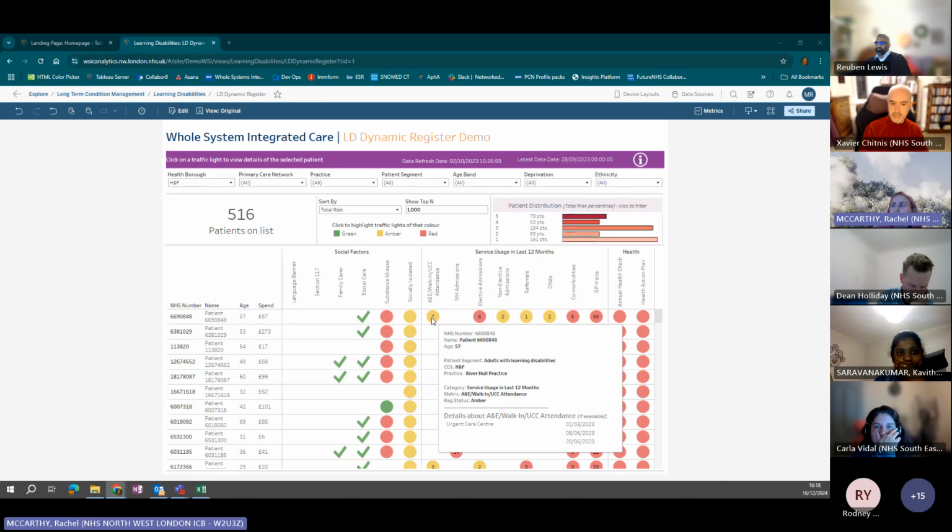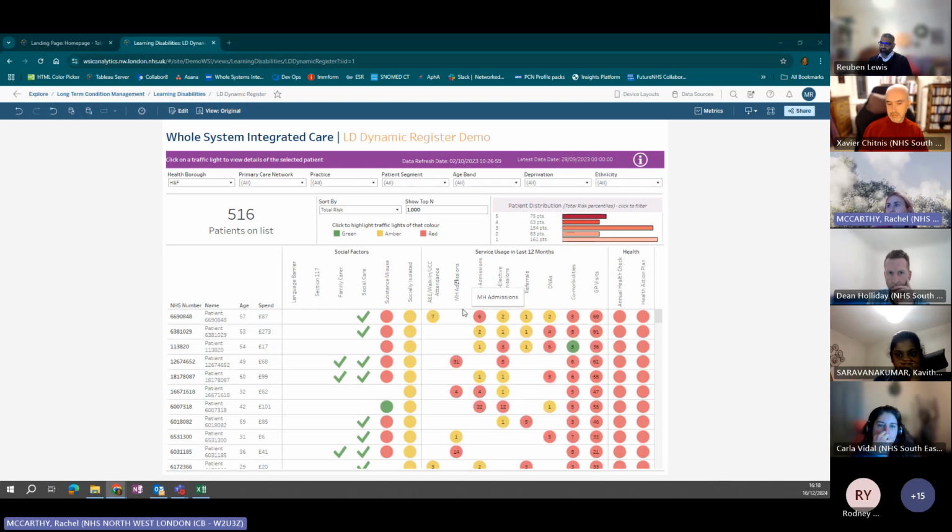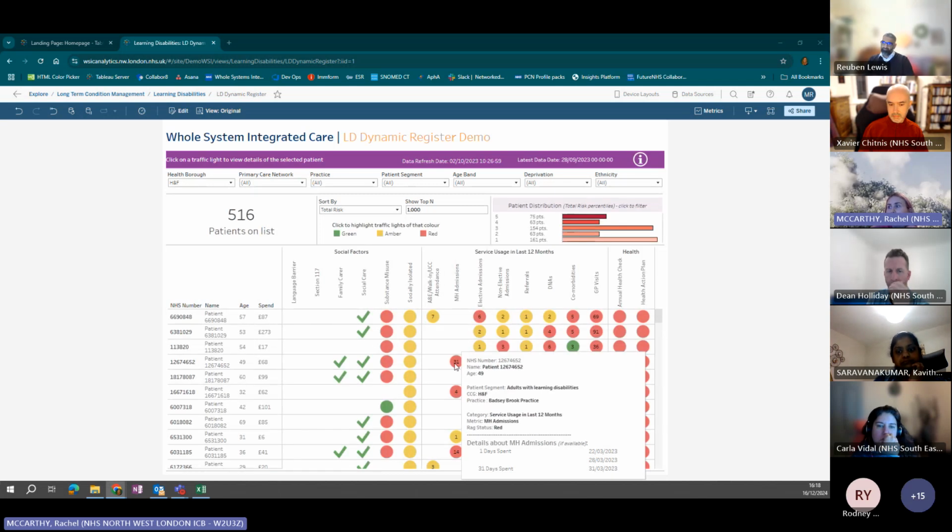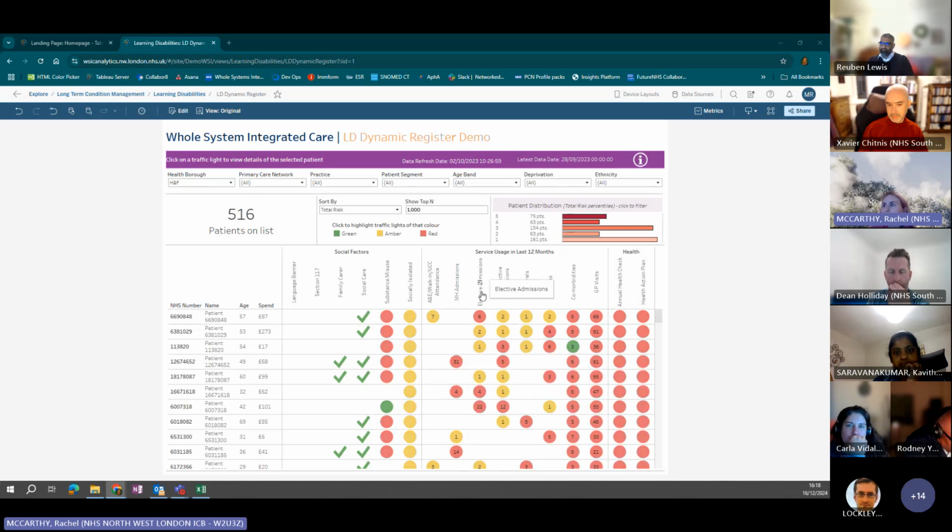So we can see the latest 3 that have been attended, what dates they were and where they have happened. So the last 3 for this person have been at the urgent treatment centre, and the dates for those. Same for mental health admissions. We can hover over the dots and it gives us the last 3 admissions and if there have been any days actually spent within that, so a continuous block of length of stay is mentioned within that. Elective admissions, non-elective admissions.